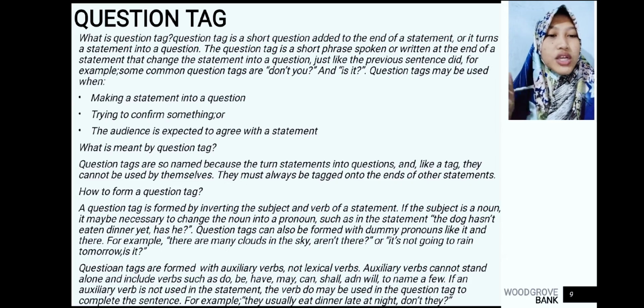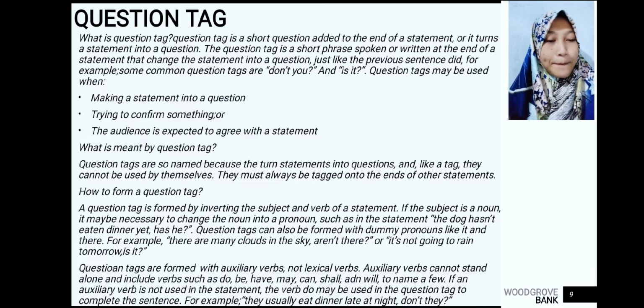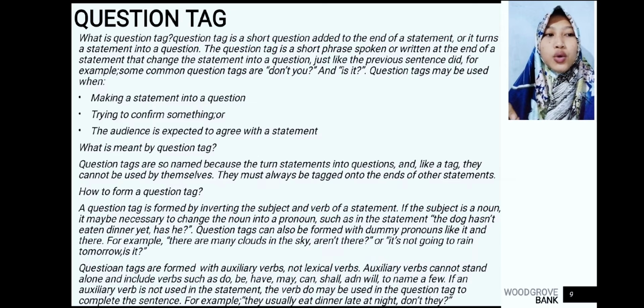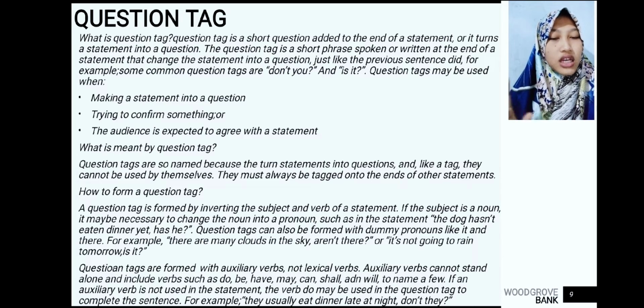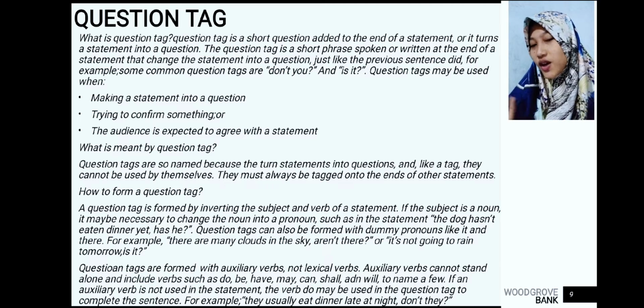Question tags are formed with auxiliary verbs, not lexical verbs. Auxiliary verbs cannot stand alone and include verbs such as do, be, have, may, can, shall, and will, to name a few. If an auxiliary verb is not used in the statement, the verb do may be used in the question tag to complete the sentence. For example, "They usually eat dinner late at night, don't they?"